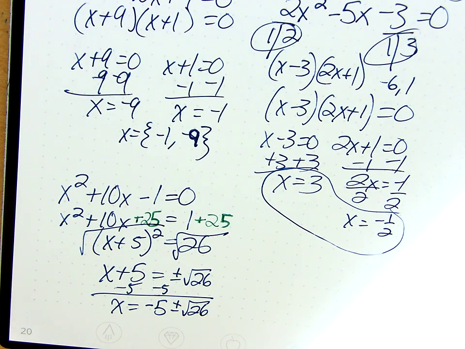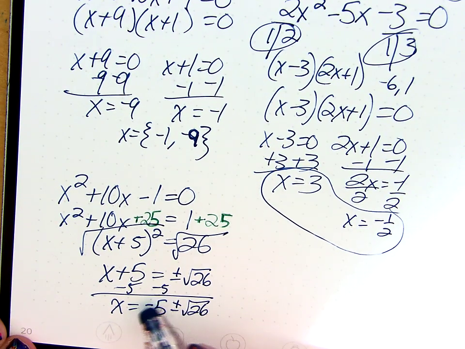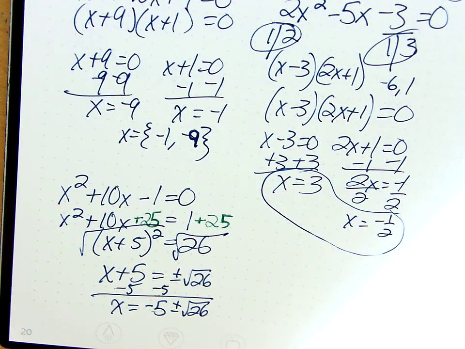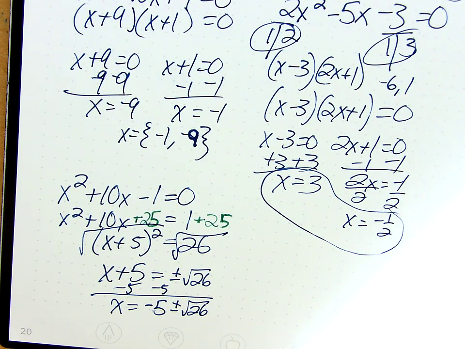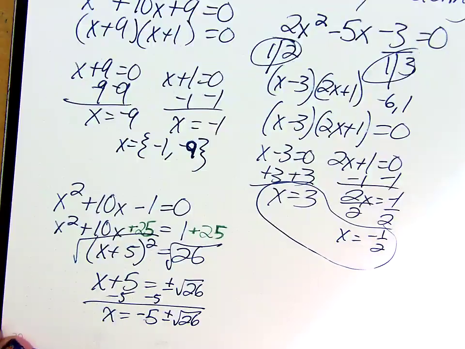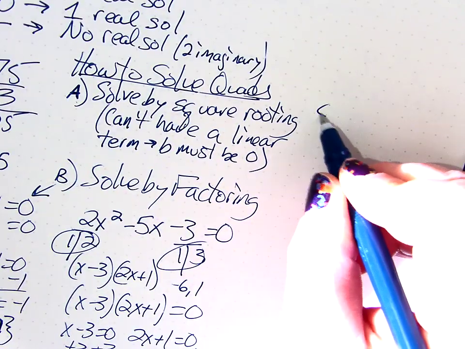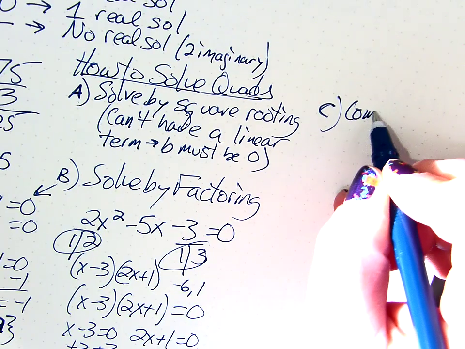And you're done. So this thing does cross the x-axis twice. It's just not at nice numbers. They're really kind of funky numbers, but there they are. Okay, so that's option C in our list, completing the square. I really kind of messed these notes up. Complete the square.